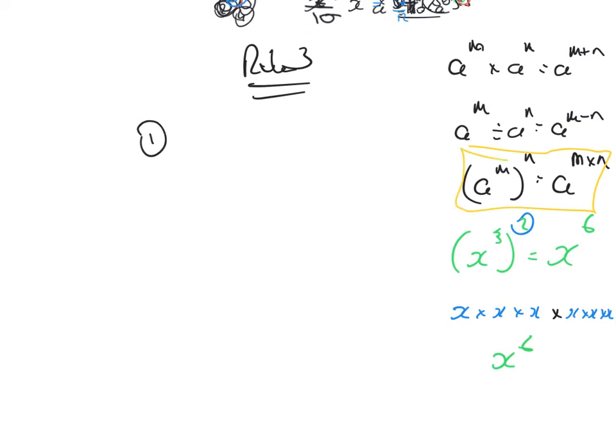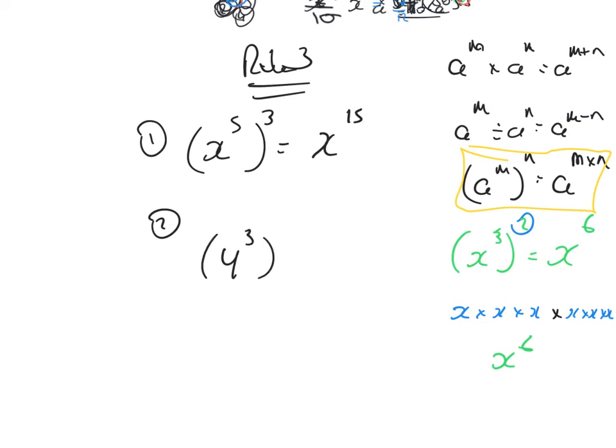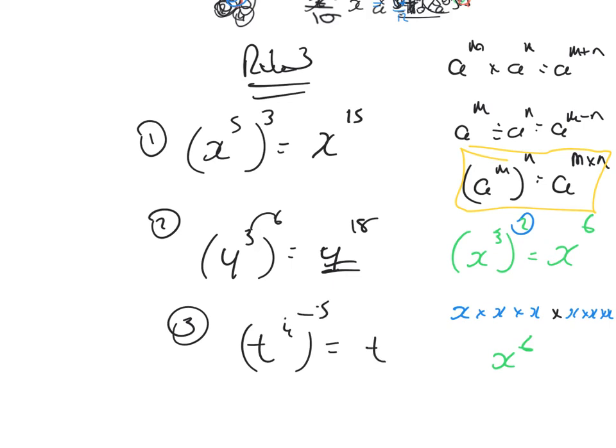Okay, so let's try an example. Example 1. X to the power 5 brought to the power 3. So what do we do? Multiply the powers. 5 times 3 is 15, x to the 15. Example 2. Y to the 3 brought to the power 6. Multiply the powers. 3 times 6 is 18, y to the power 18. Example 3. T to the 4 brought to the power minus 5. 4 times minus 5 is minus 20, t to the minus 20.